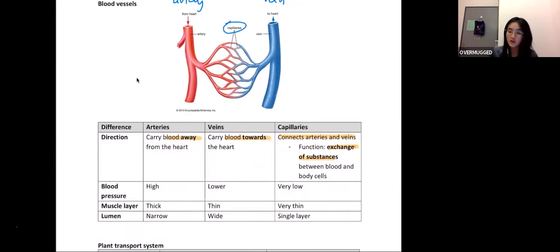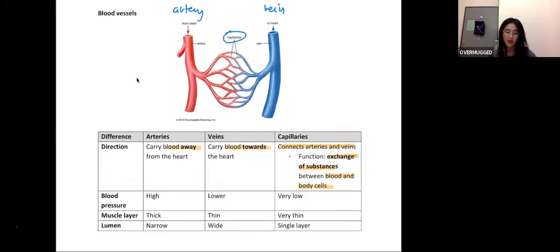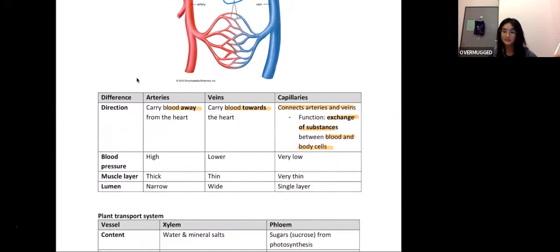All your oxygen and the waste products go through capillaries to be exchanged between blood and body cells. Then for arteries, the blood flowing through has very high pressure. How does it withstand that kind of high pressure? It needs a thick muscle layer. So they are interconnected. Then for veins, we don't need such a high pressure. Low pressure, so we need a thinner muscle layer. We don't need it to be so thick.